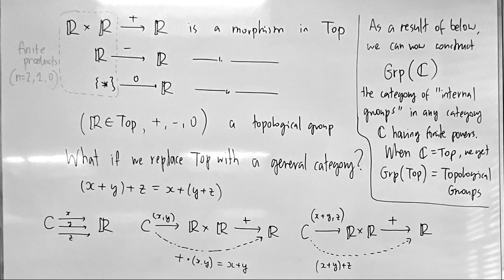So how can we define the idea of having 3 morphisms? First of all, we need to be able to express these constructions, the ones that define domains of these morphisms in a general category. And then secondly, express group theoretic axioms in the categorical language. What if we replace top, the category, sorry, with a general category?